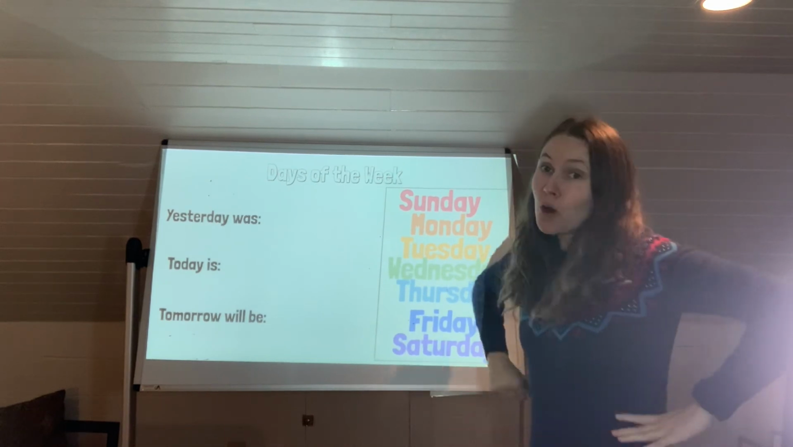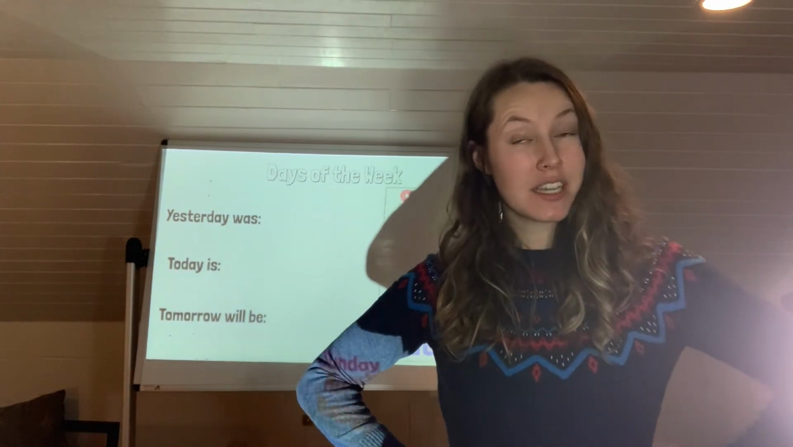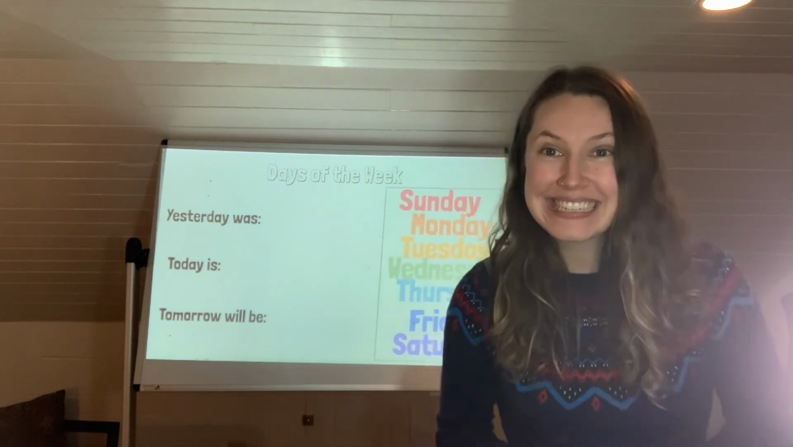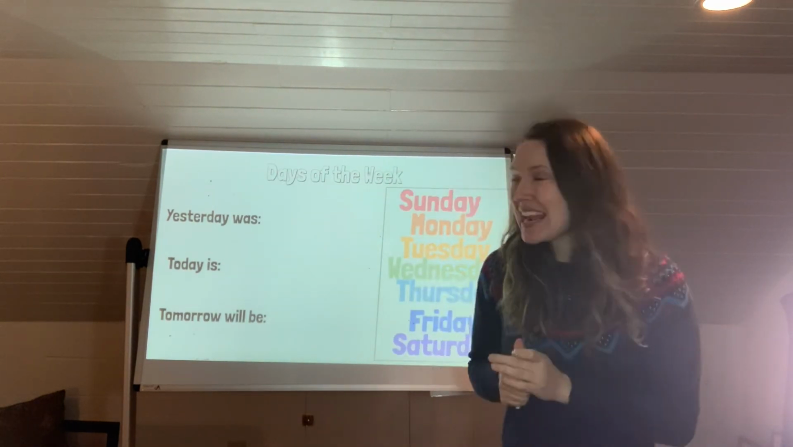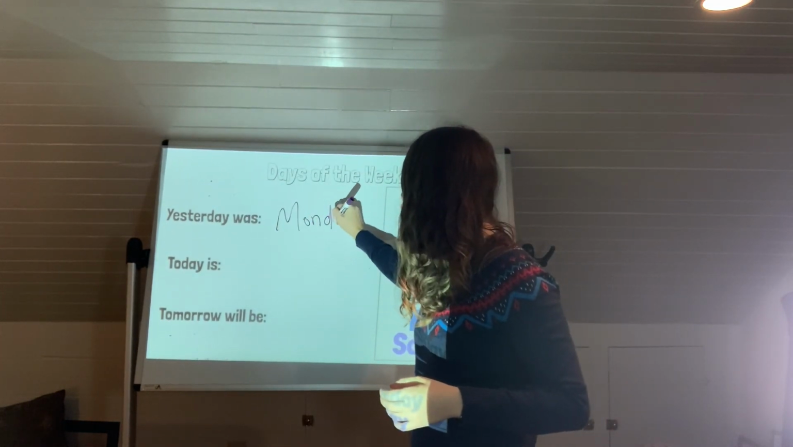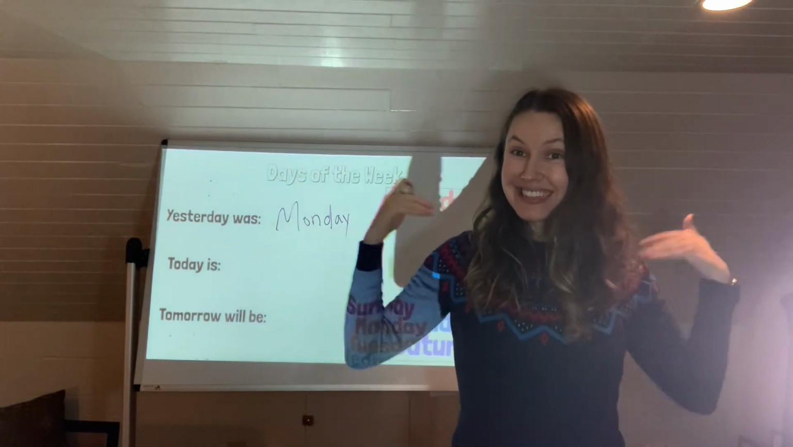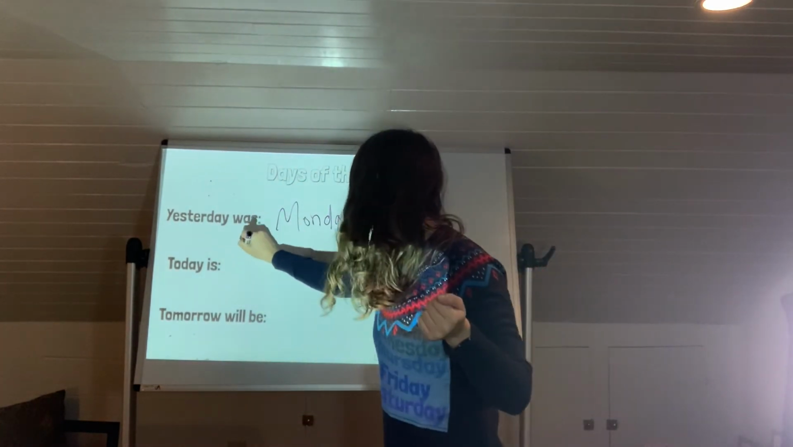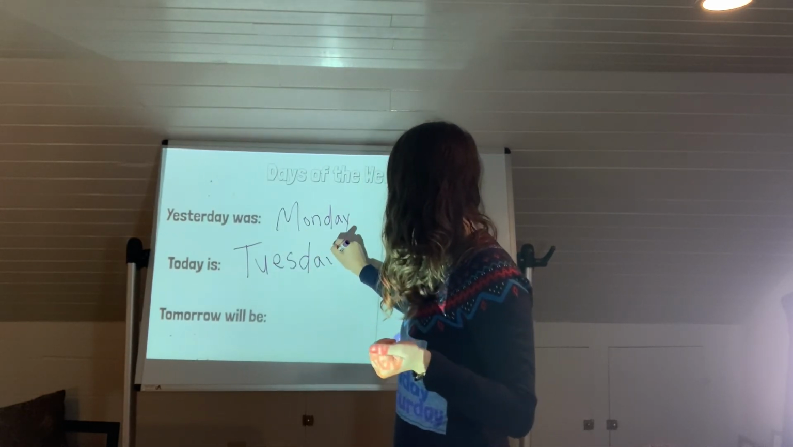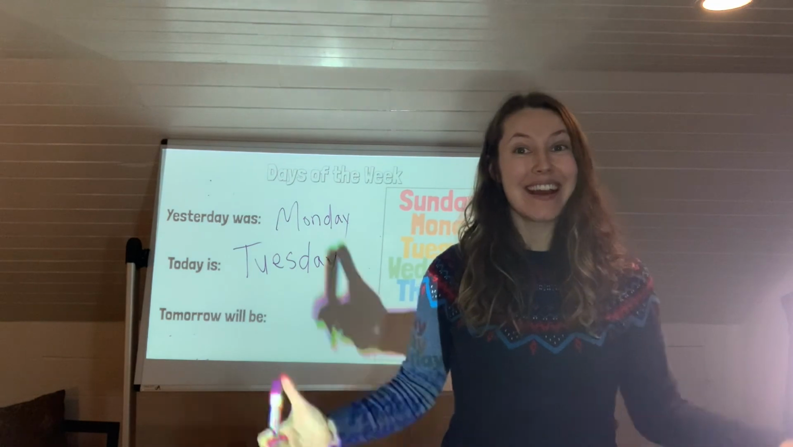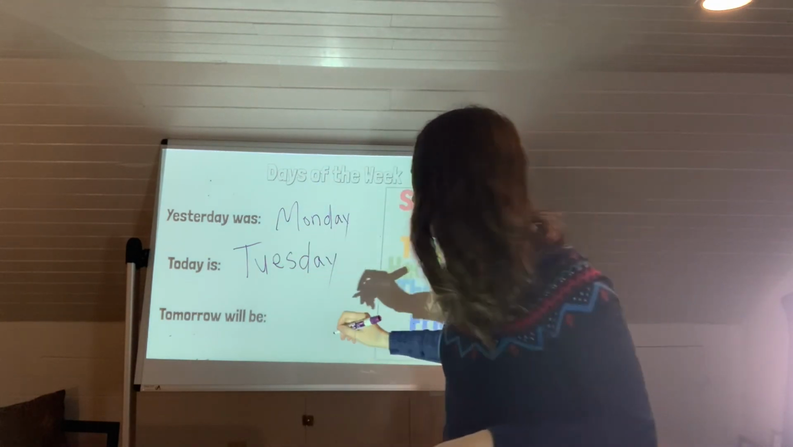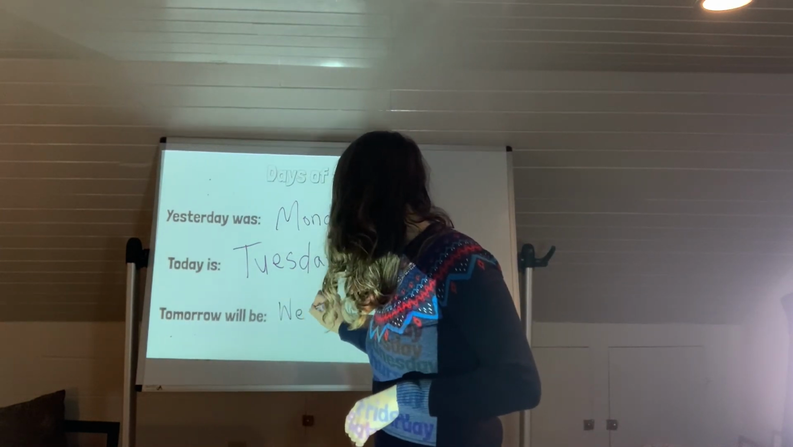Okay, well, we started our week on a different day. We didn't have school on Monday. So yesterday was Monday, but we didn't have school. So that means that today, our first school day of the week is Tuesday. Today is Tuesday. All right, now if today's Tuesday, that means tomorrow will be Wednesday. Very good. Tomorrow will be Wednesday.